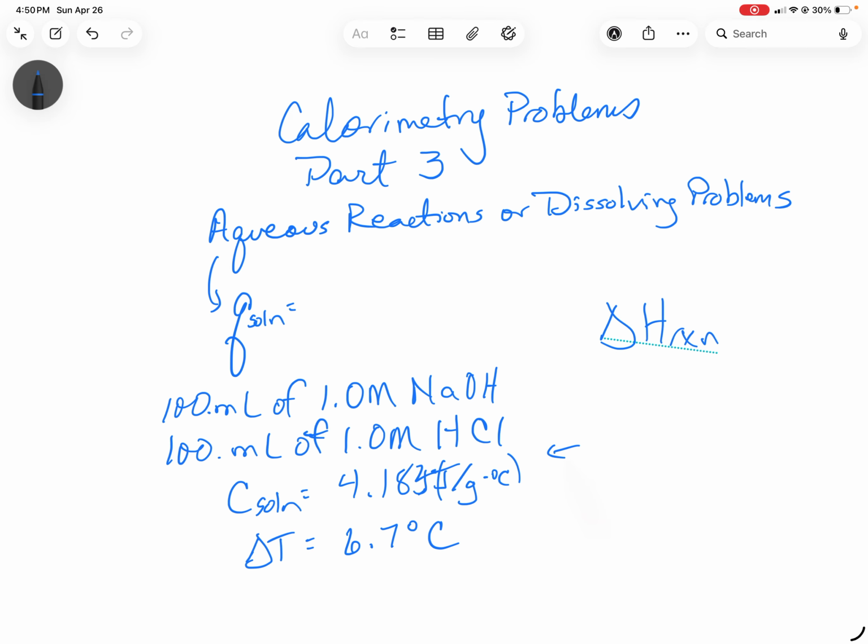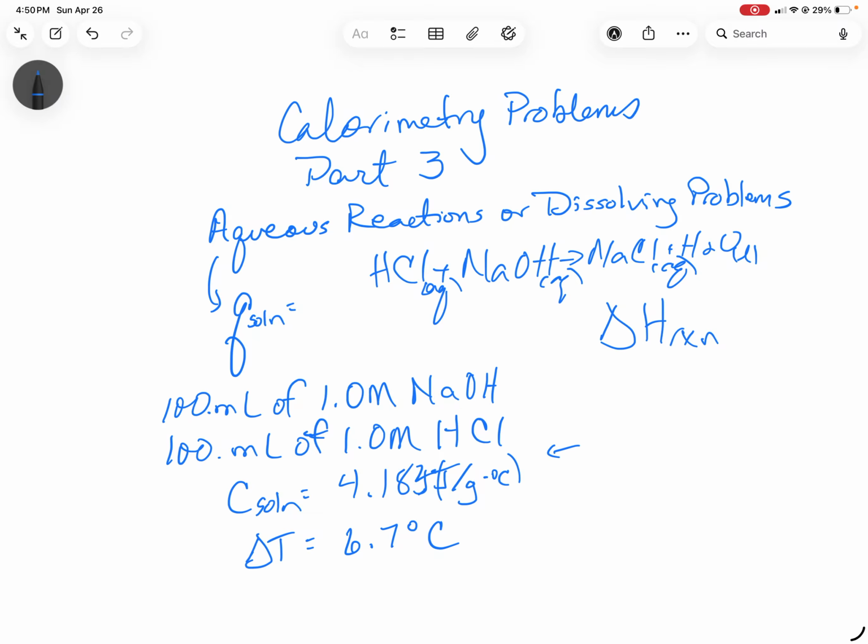What I can measure is the effect of the reaction on the solution in which it occurred. The reaction that occurred was HCl and NaOH forming NaCl and H2O. That's the reaction. But this is aqueous, this is aqueous, this is aqueous. The water formed is liquid. There is water as a product, but not as a reactant. Everything is just happening in water.